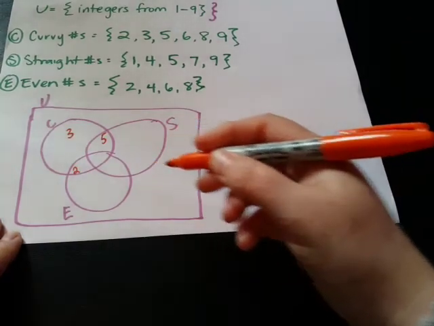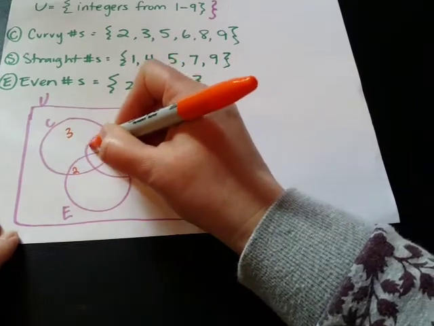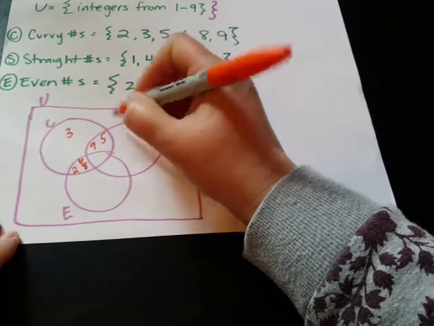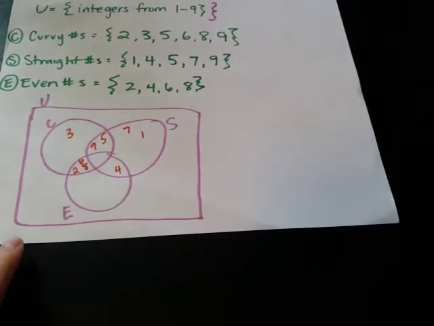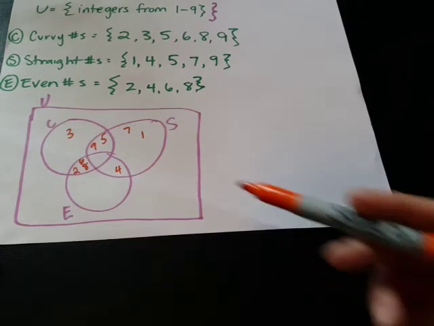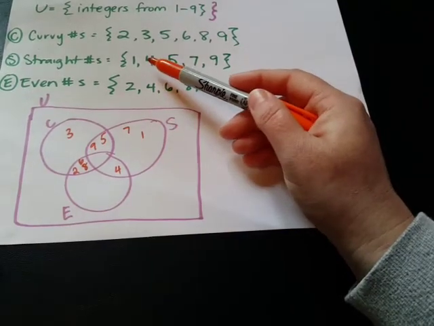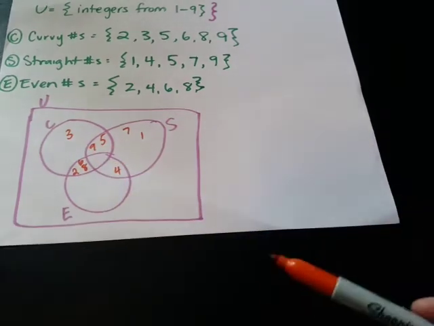I'm just going to go through the rest of the numbers and fill them in. Otherwise we'll be 10 minutes watching me do this. Okay, there we go. You can double check for yourself if you'd like. Let's say 4 is within the set of even numbers, also within the set of straight numbers, but not inside the curvy number circle.